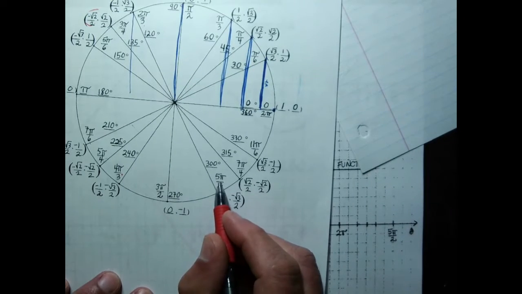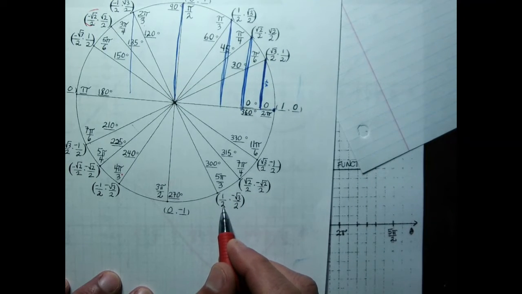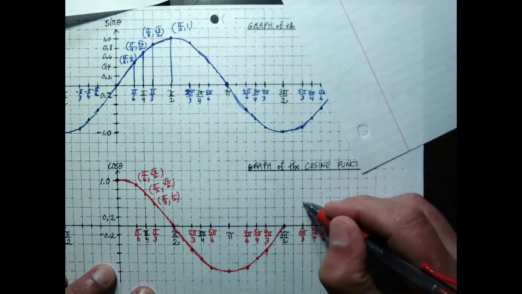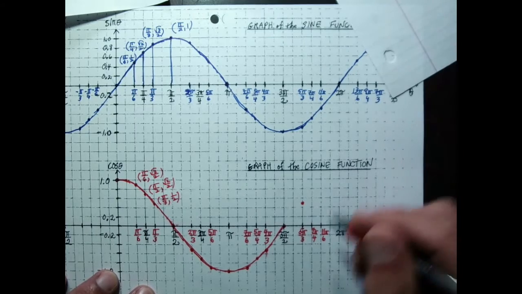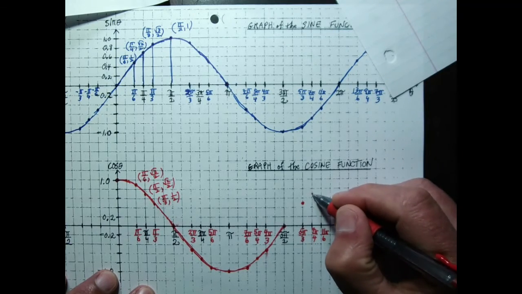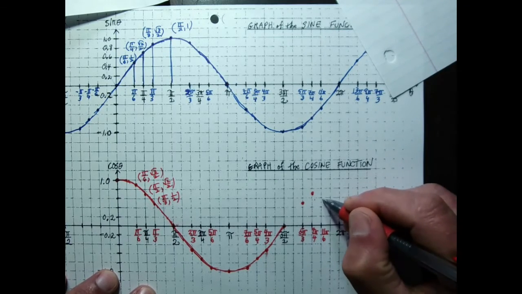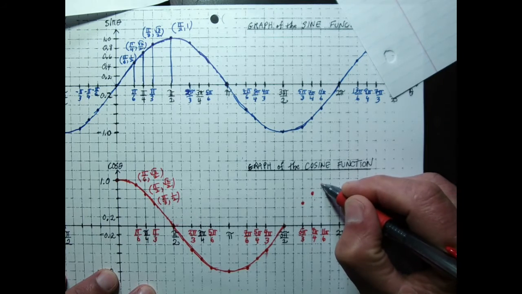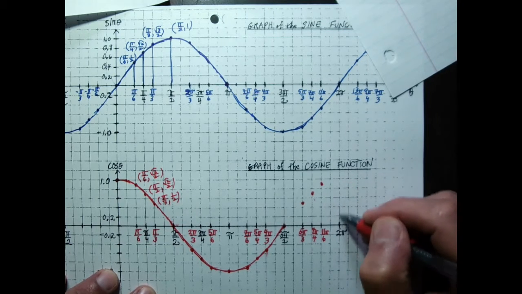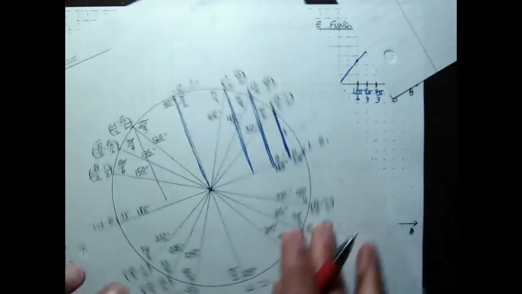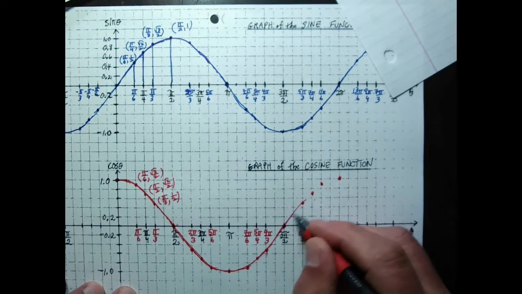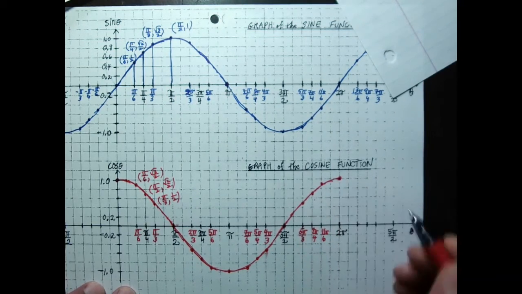At 5 pi over 3, my cosine is back to being positive, right? Positive a half. So at 5 pi over 3, I'm at positive a half. 7 pi over 4, positive square root of 2 over 2. 11 pi over 6, positive square root of 3 over 2. And at 2 pi, once I've gone full circle, I'm back to a cosine value of 1. And you might have guessed that this was coming.